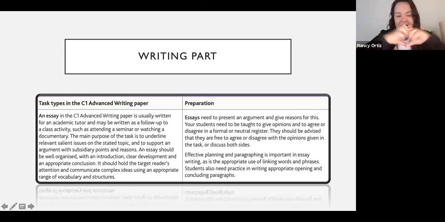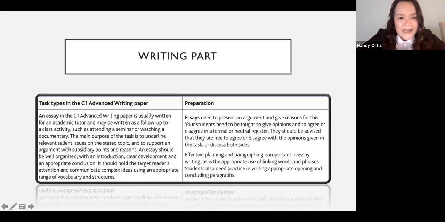Okay, so here, about the writing part, this is what I wanted to share with you, okay? These are pictures of papers we get as examiners, not you as students, okay? So about the writing, just general information. If you want, you can take a picture. These are, let's say, the types we have and what is expected for the preparation, okay? So I'm going to read the task type and I'm going to ask one of you to read what's the preparation expected from you, okay?